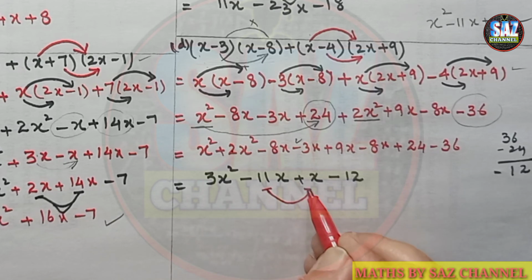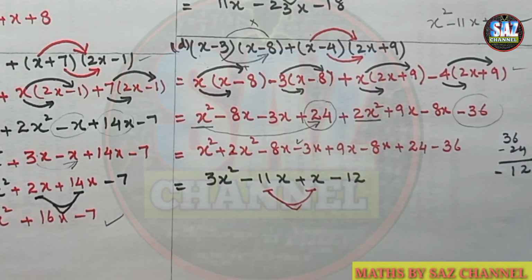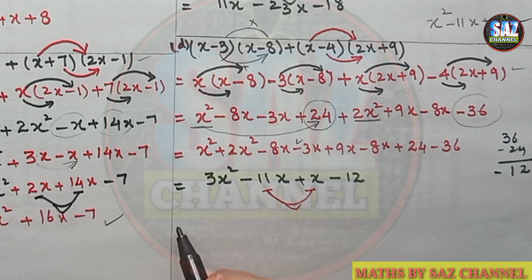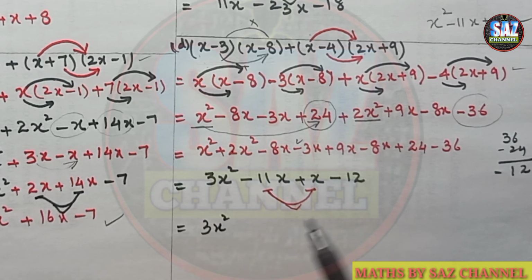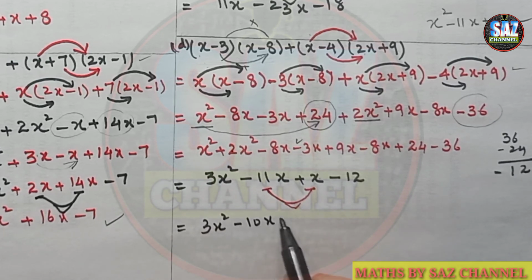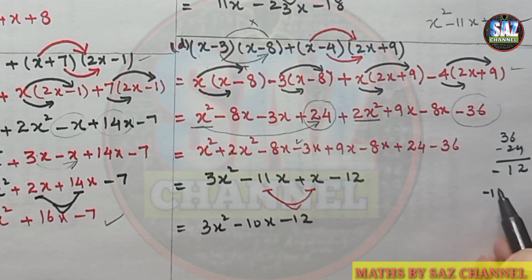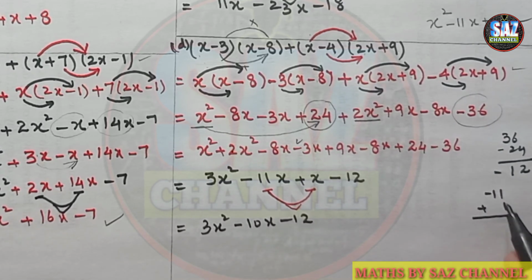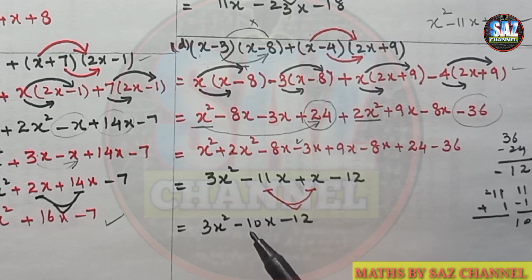And now I have to solve the like terms. These two terms have to be solved together, and finally my question will take the form 3x square and minus 11 plus 1, minus 10x, and minus 12. Minus 11 plus 1. Then what I have to do, 1 minus 1 is 0. Forget for some time about this minus sign, make it positive and take away 1 from that. If you find it difficult, do it this way, and that will give me 10x, but we have to attach the sign of the bigger value.